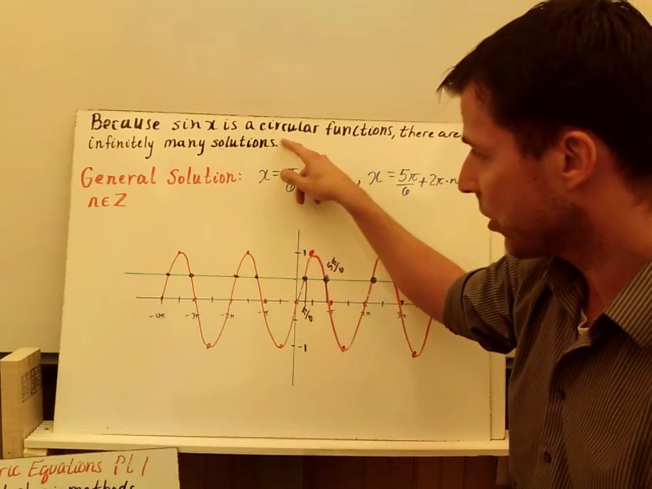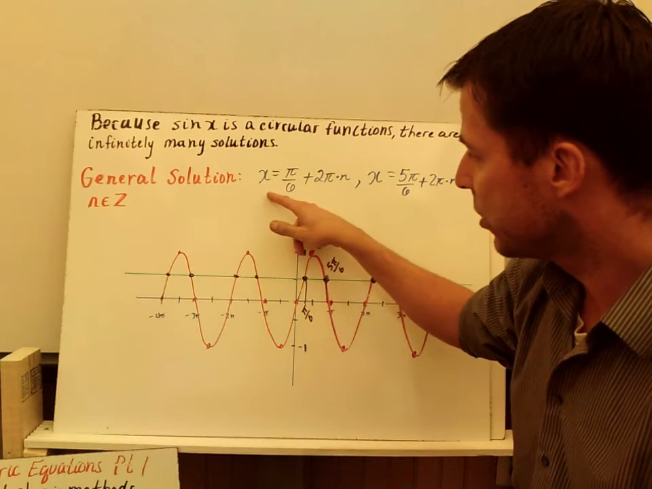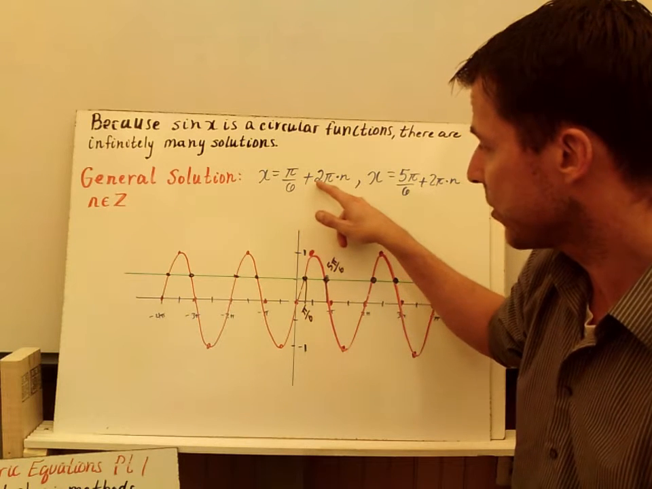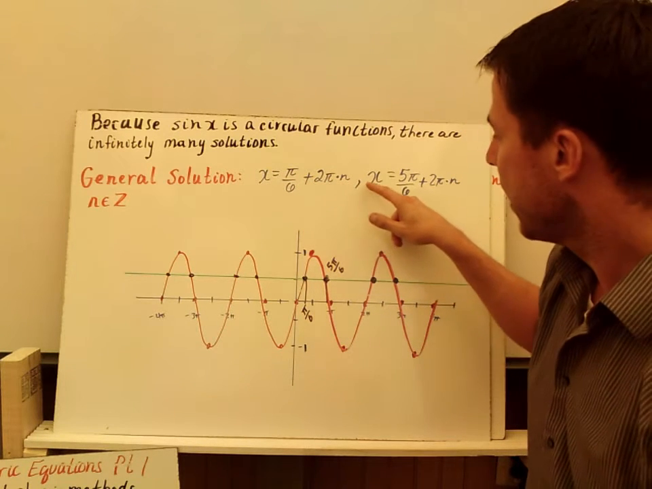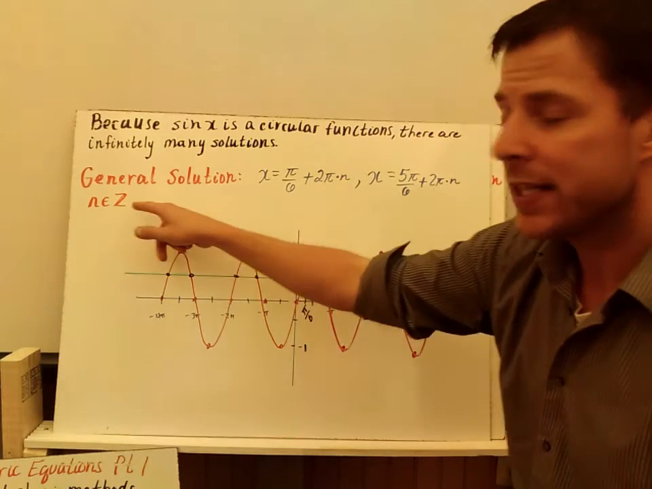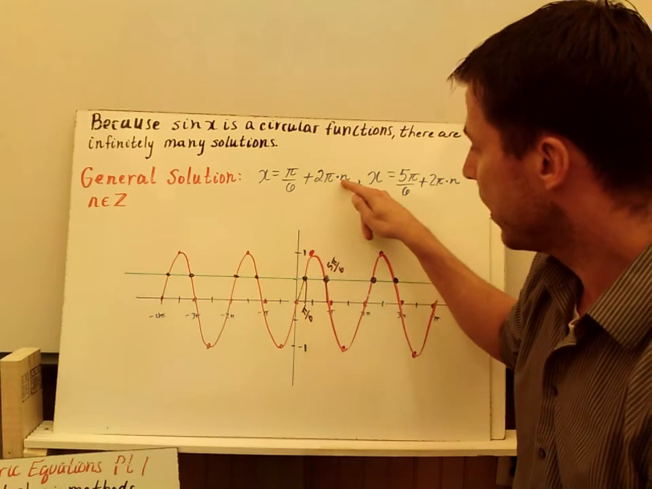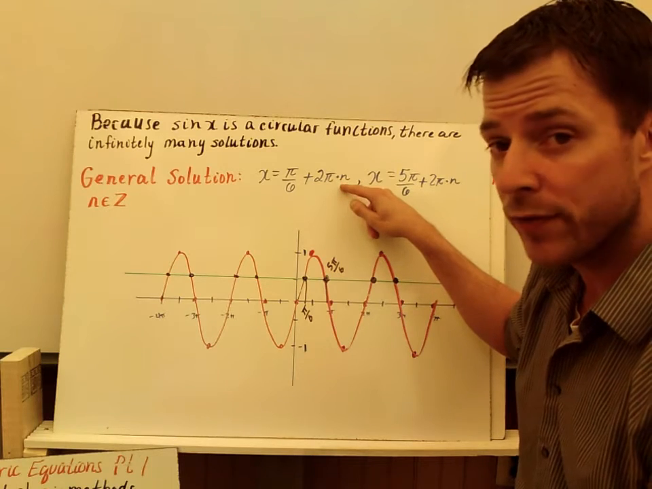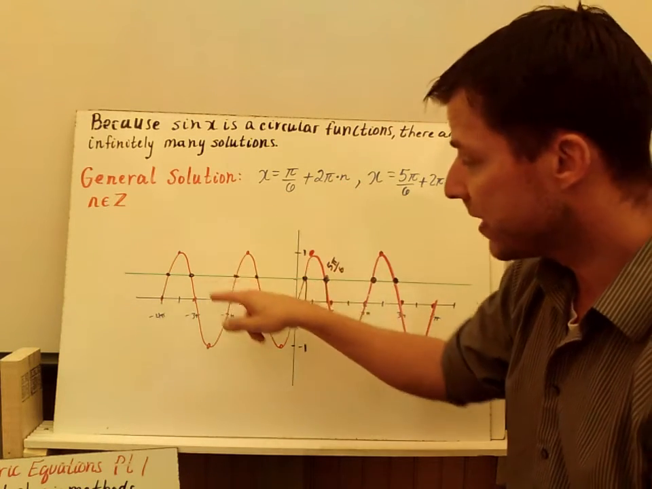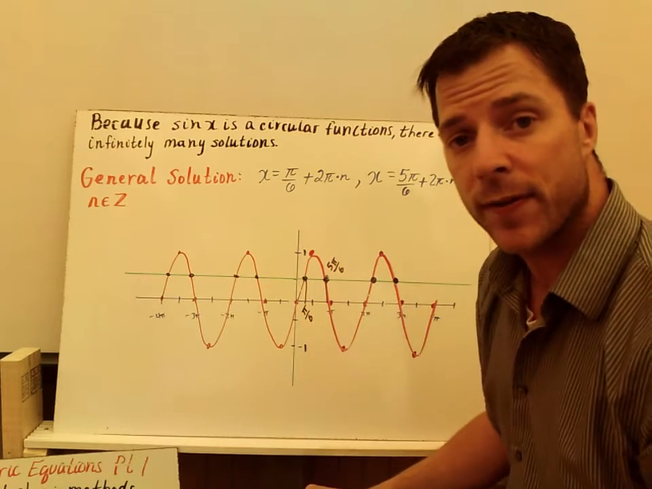And because it's circular, because there's infinitely many solutions, the general solution for this particular problem is x equals pi over 6 plus 2 pi times n, and x equals 5 pi over 6 plus 2 pi n. n is any integer. So no matter what integer I throw in here, 1, 2, 3, 4, 5, 6, or negatives, I'm going to get one of these answers where sine of x equals 1/2.